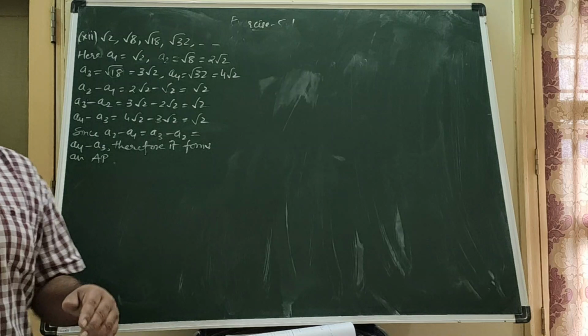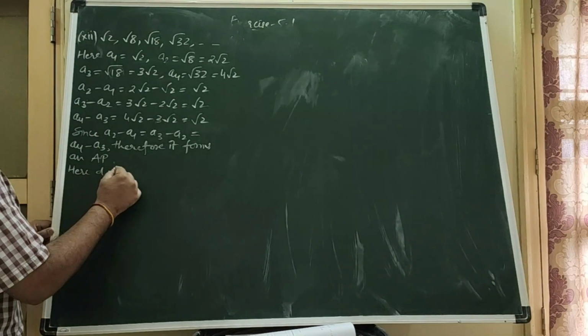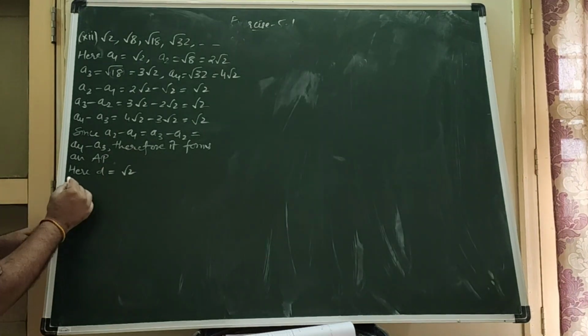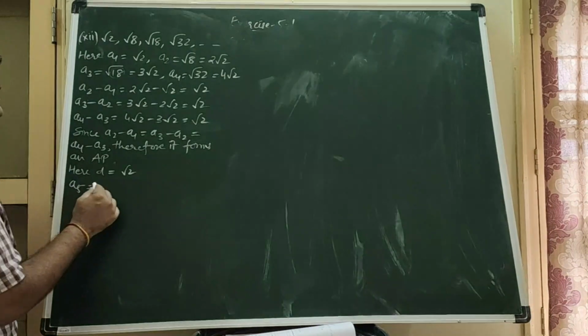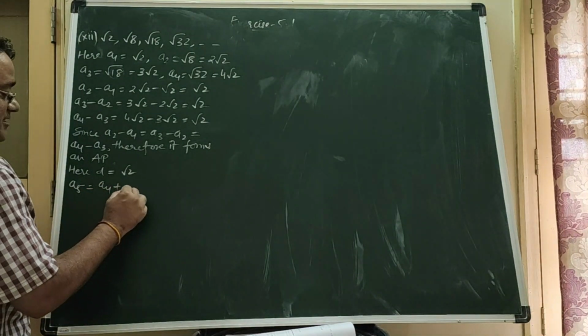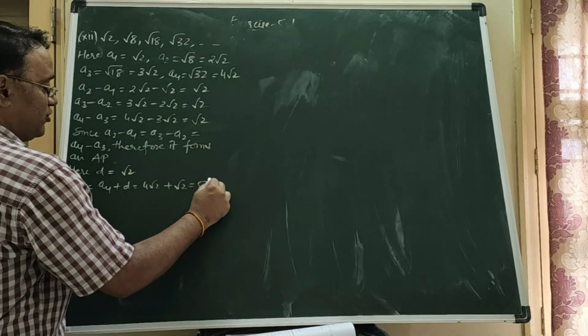So AP form कर रहा है, then we have to write common difference. So common difference D is equal to root 2, and we need to find the next three terms, that is A5, A6, A7. So A5 क्या होगा? A4 plus D. So 4 root 2 plus root 2, that is 5 root 2.